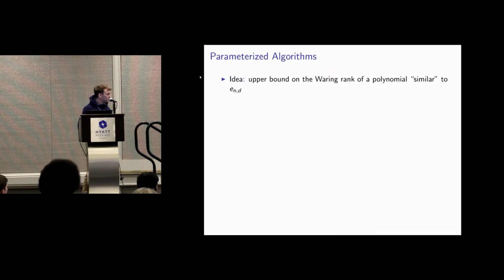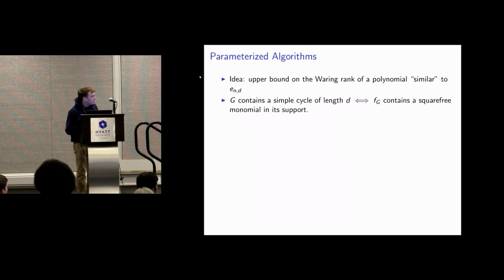So the idea of this algorithm is to upper bound the Waring rank of some polynomial that's similar to the elementary symmetric polynomial of degree d in n variables. And I'll introduce one notion of similar right now that I think is very interesting.